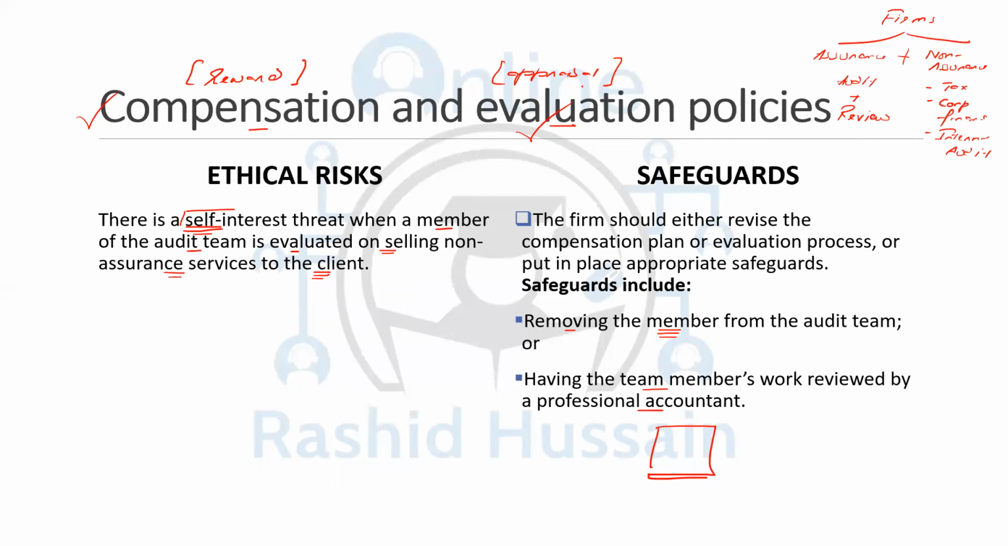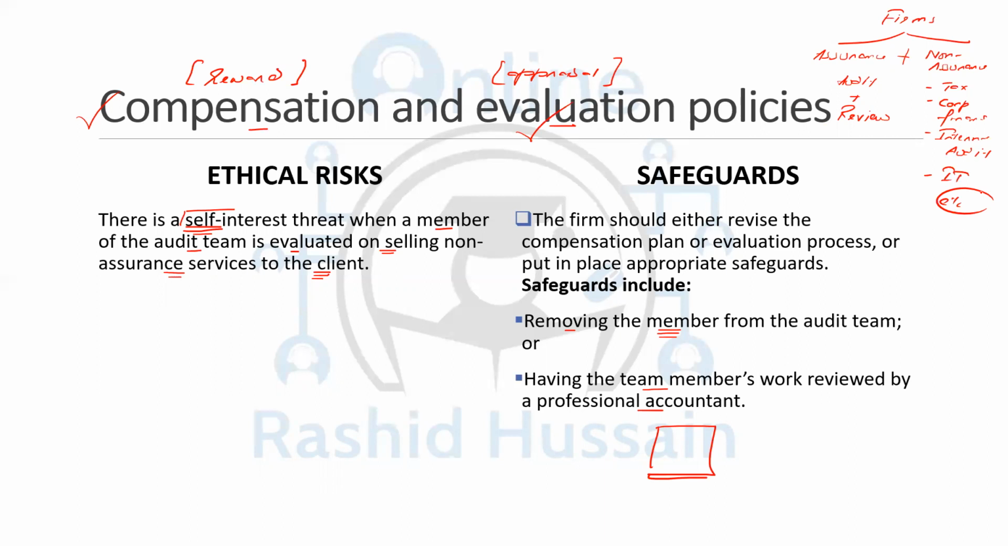So remember one thing, that the firm offers different types of services. The firm offers assurance services in which they give assurance, for example, audit and review engagements. And even the non-assurance services in which there is no assurance, but they are services, for example, taxation, corporate finance, internal audit, IT services, things like that. There are a lot of which we are going to study in the next lecture. So compensation means reward, evaluation means appraisal.